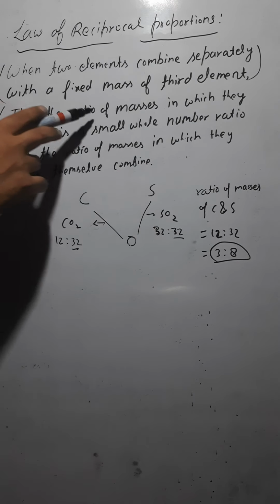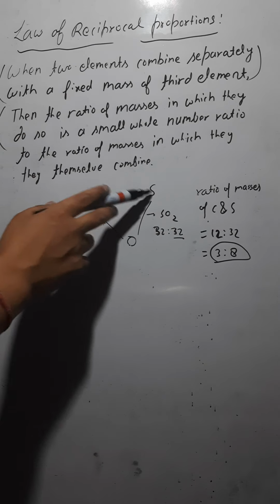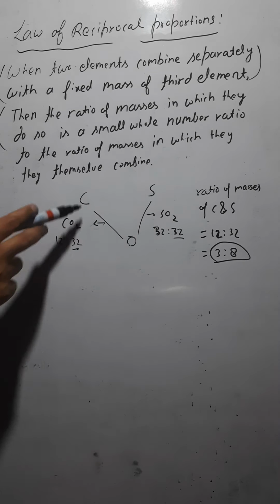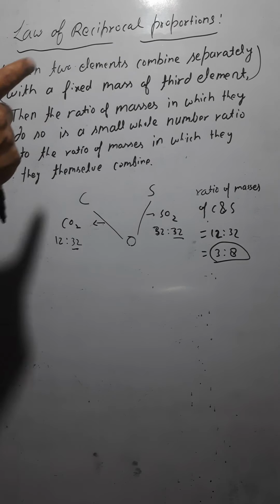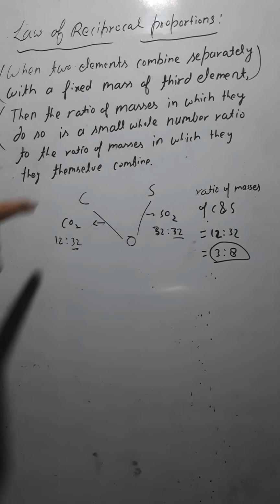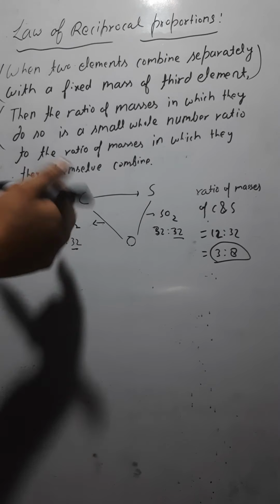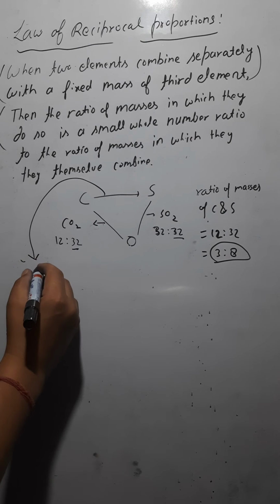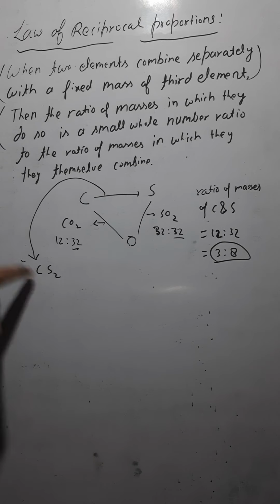Then the ratio of masses in which they do so, where they are combining with the fixed mass of third element, this ratio is a whole number ratio to the ratio of masses in which they themselves combine. Let's say carbon and sulfur are combining together, and what are they forming? They are forming carbon disulfide, isn't it? Yes, they are forming carbon disulfide.